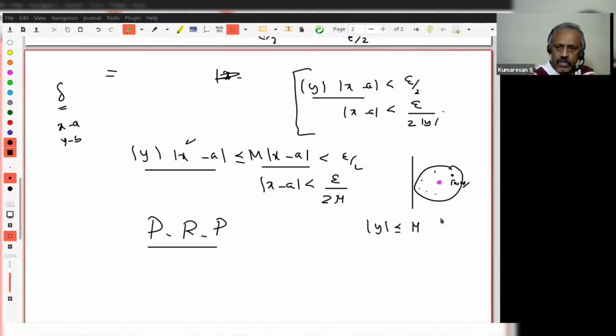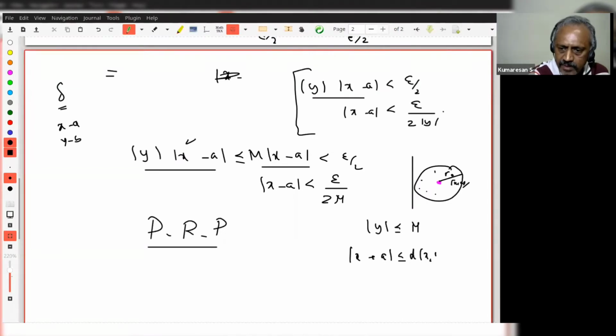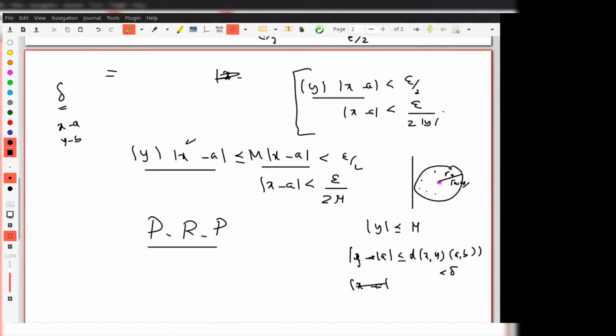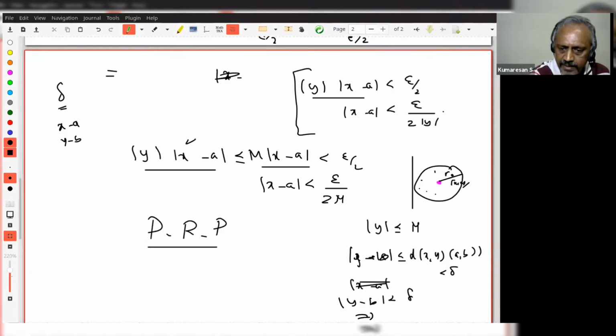Okay? So I want to estimate this. Now, what kind of estimate will I need? At present, I don't have any delta. If I know delta, suppose this is delta, then I know mod x minus a will be less than or equal to the distance between (x,y) and (a,b), but that's less than delta. Therefore, mod y minus b is less than delta. This will imply mod y will be less than mod b plus delta.